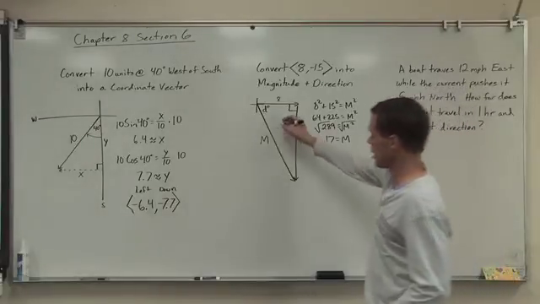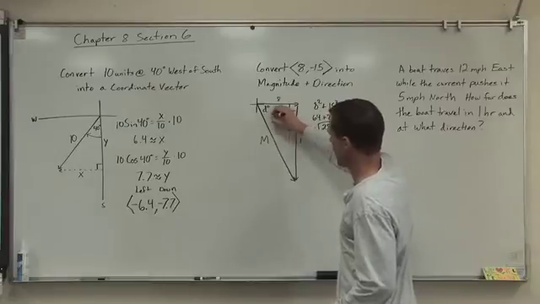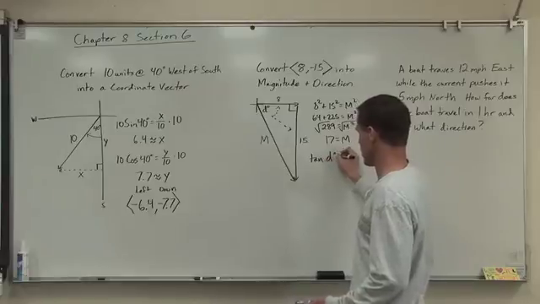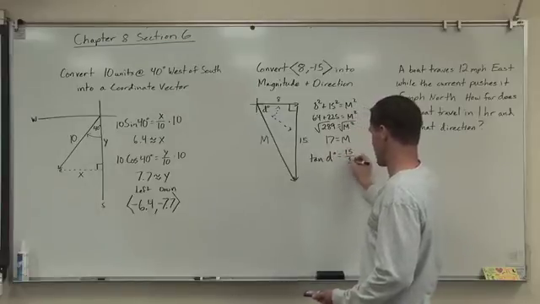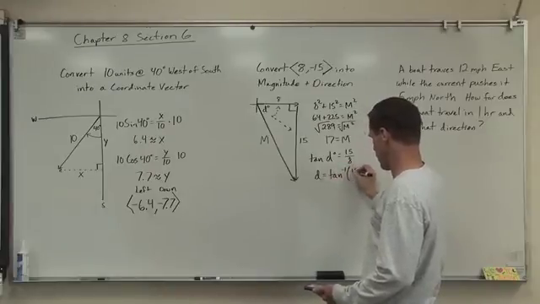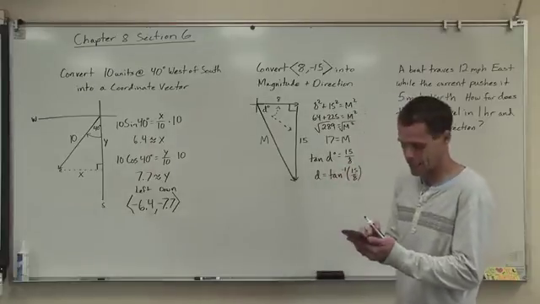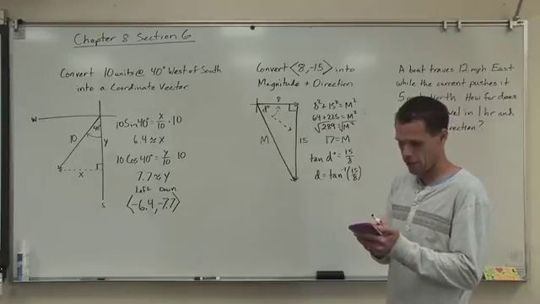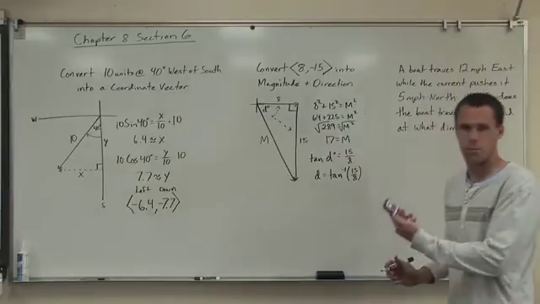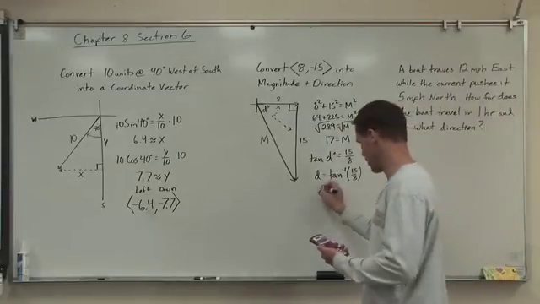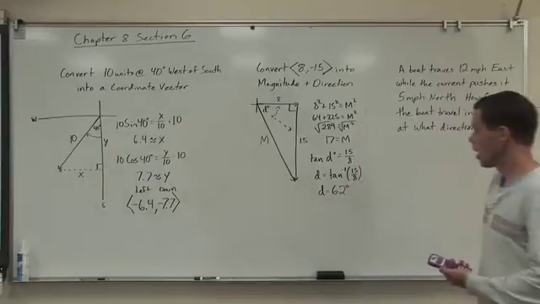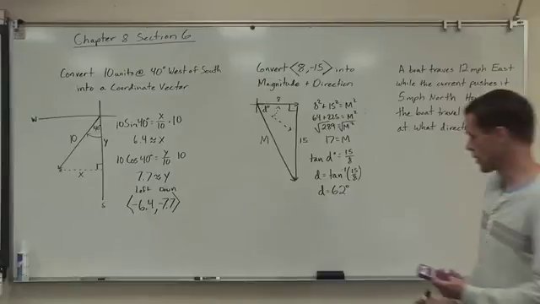Now to find our degrees, we're going to use the opposite and the adjacent. So we have the tangent of d degrees equals 15 over 8. This is where we use our inverse tangent of 15 over 8, and we're going to be done here. So I've got second tangent 15 divided by 8, and I find out that my angle is approximately 62 degrees. D equals 62 degrees.